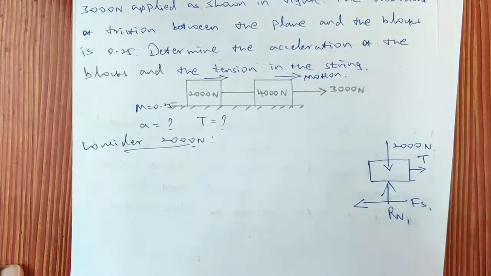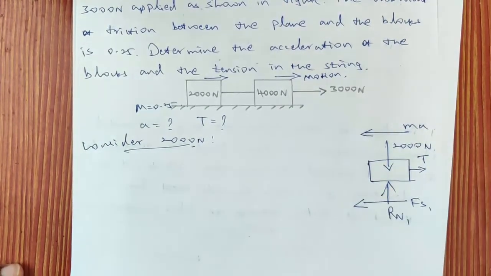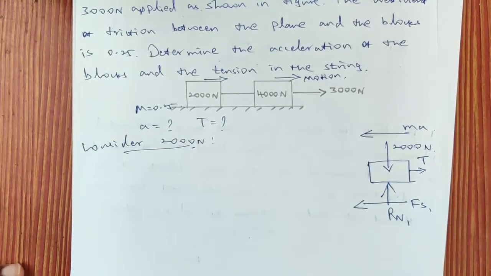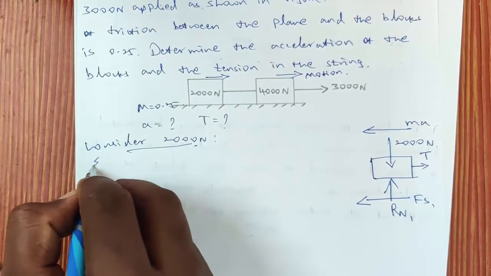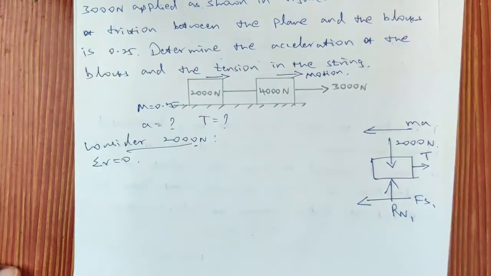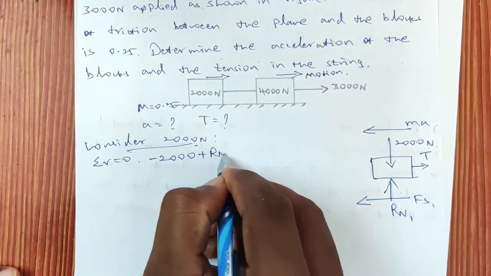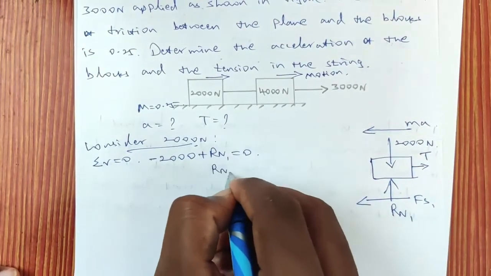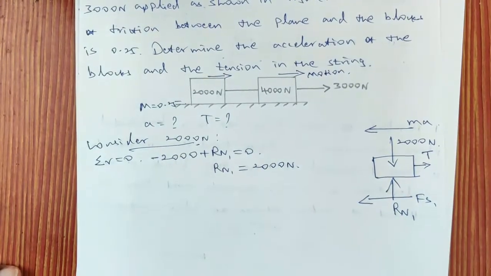So if the direction of motion is towards right, then the inertia force will be acting towards left hand side direction. MA is acting towards left hand side direction. So now we'll write the equilibrium equations. We'll start from summation of vertical forces is equal to 0. It is minus 2000 plus Rn1 is equal to 0. We will get Rn1 is equal to 2000 Newton.